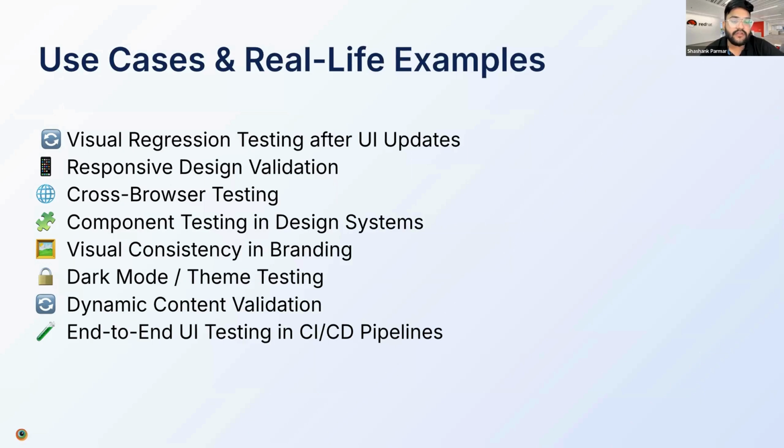How to validate that particular stuff. And also end-to-end UI testing in CI/CD pipelines, instead of a human going to verify the builds again and again. How we can integrate it with any CI/CD pipeline automation tool.